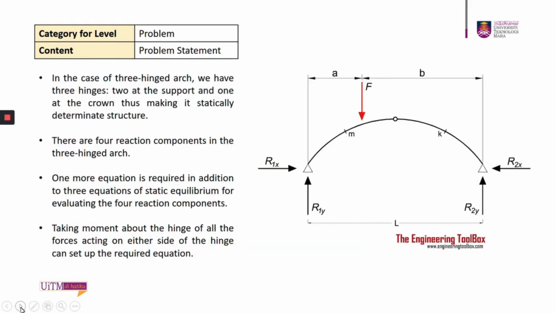As a problem statement, in the case of a three hinge arch, we have three hinges, two at the supports and one at the crown, thus making it a statically determinate structure.